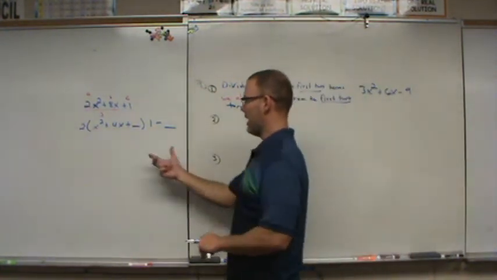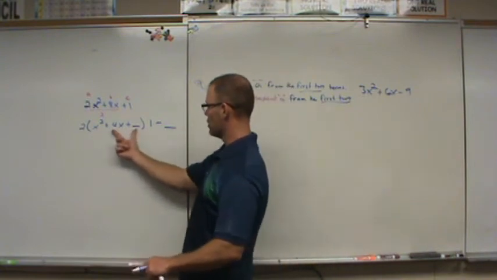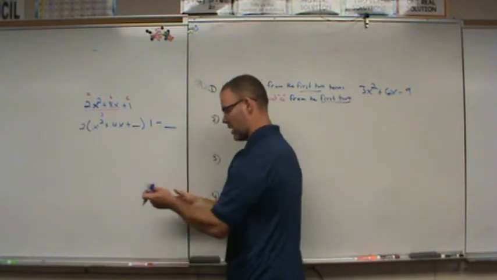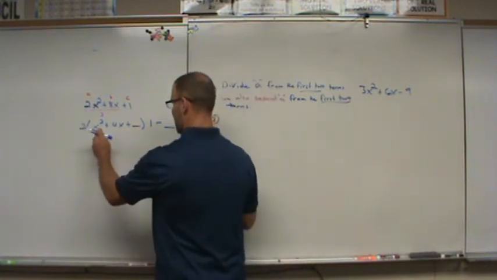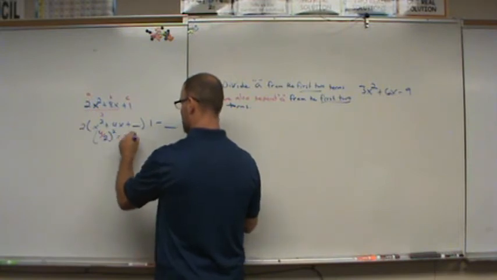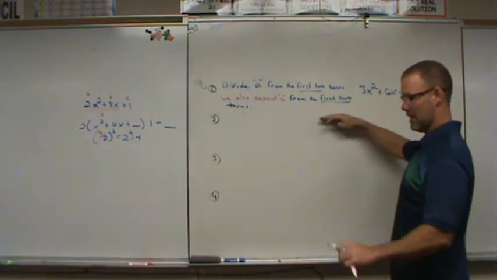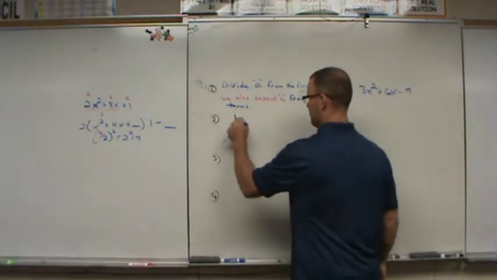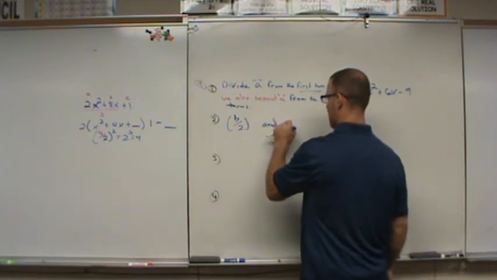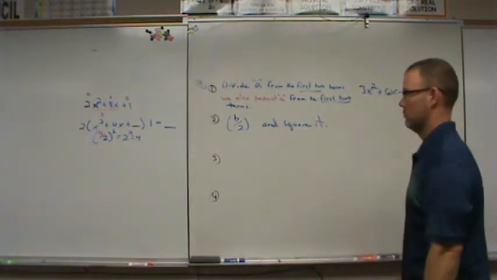Now that I've done that, what's the second thing I do? The second thing I want to do is focus on what is going to make the parentheses, inside the parentheses, a perfect square. What's going to make that is taking 4, dividing it by 2, and squaring it, which is 2 squared, which is 4. So now I need to generalize that. How do I generalize it? Easy. B divided by 2 and square it. Basic.